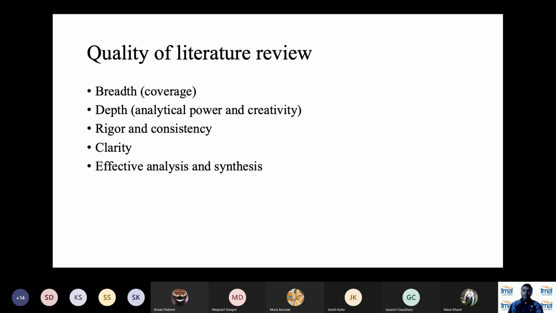Okay, effective analysis and synthesis. While you review the literature, you need to apply an effective analysis and synthesis process, so that only the important data, important facts, important results, important theories, important measures are extracted from that literature and used in your research. Okay, so when you review the literature, these things need to be kept in mind.